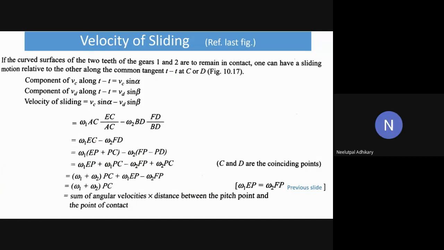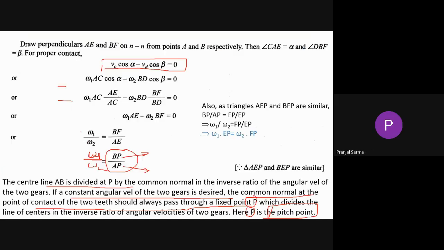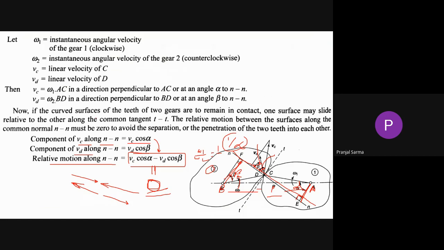Okay, so now the next thing that we have previously discussed is that for the curved surface to remain in contact, one surface may slide relative to the other, that is along the common tangent. That means some sliding velocity is there along the common tangent, but along the common normal, no relative velocity is there. Along the common tangent, there is some.